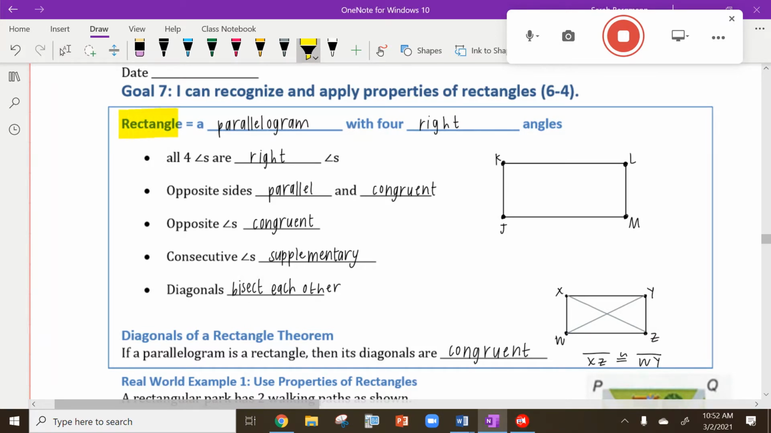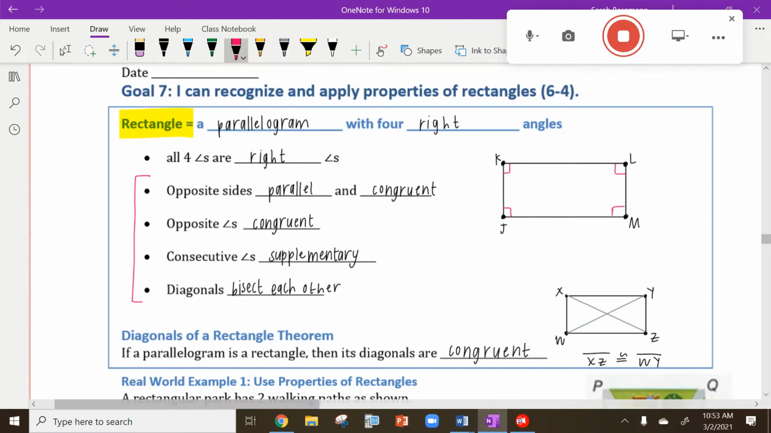A rectangle is a parallelogram. It's a special parallelogram that has 4 right angles. So the properties of parallelograms all apply. All the opposite sides are parallel and congruent, opposite angles are congruent, consecutive angles are supplementary, the diagonals bisect each other. But also we know that all 4 angles are right angles. So it's a parallelogram with 4 right angles.